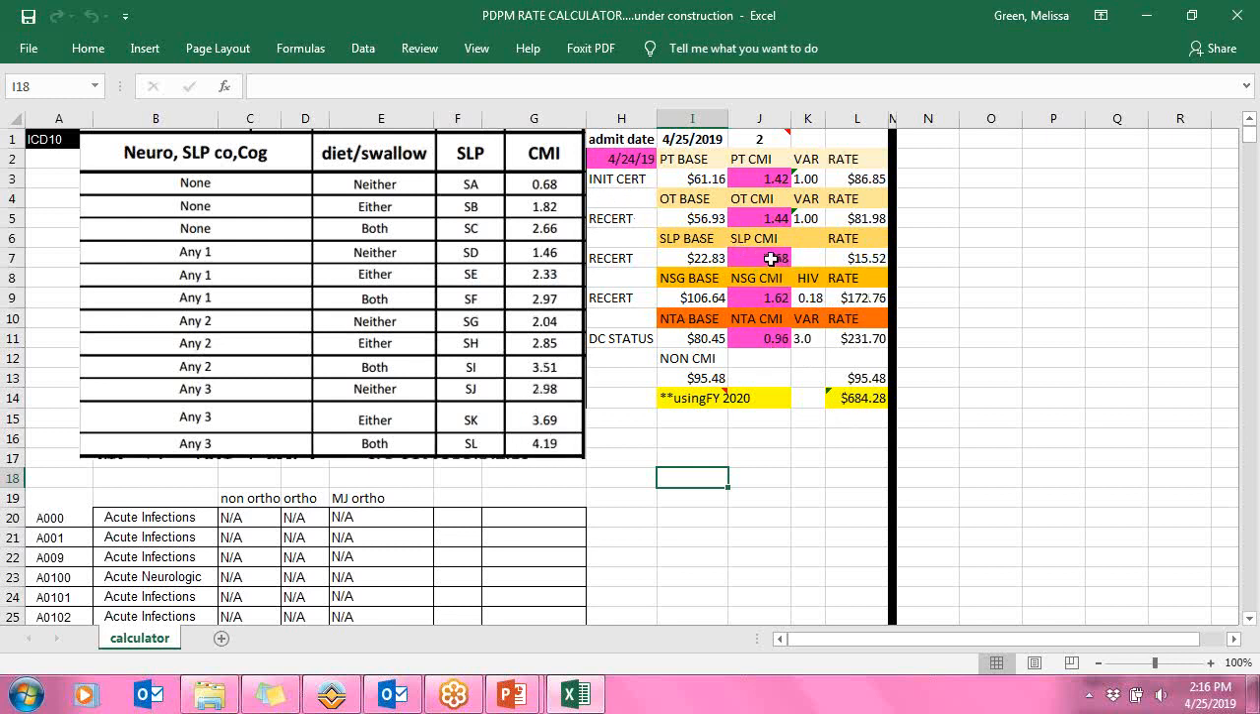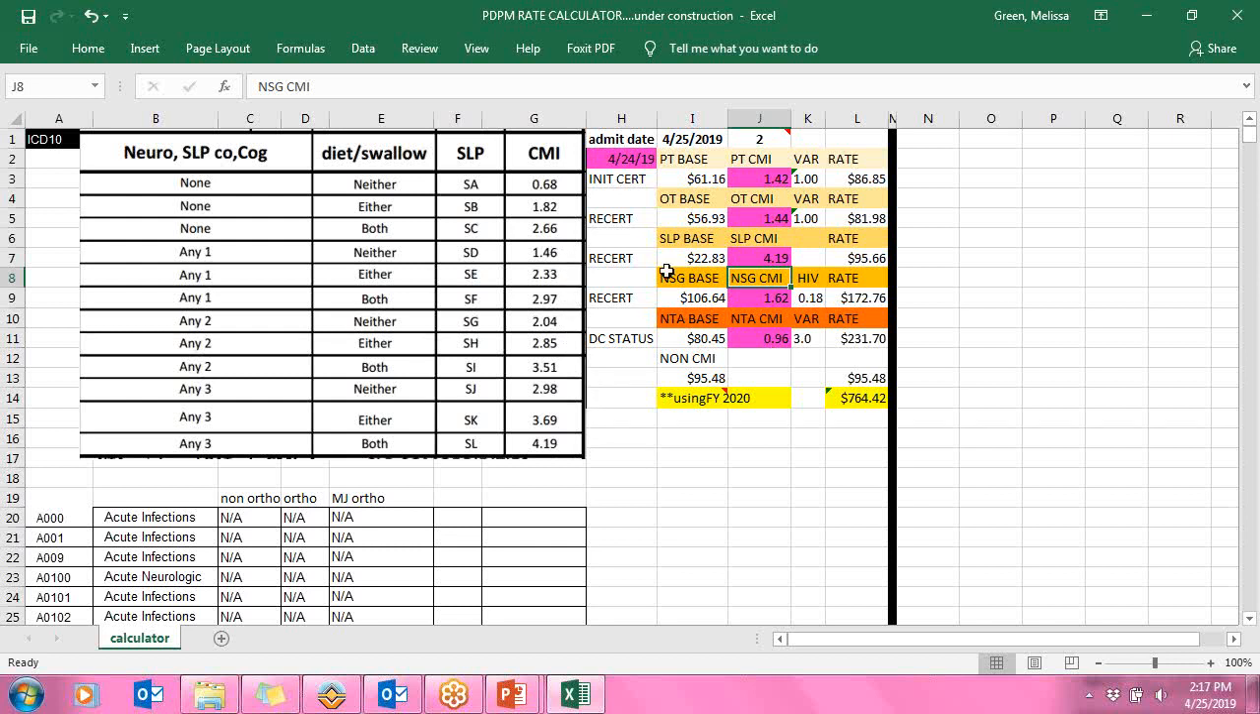If we were to put in the highest CMI of 4.19 for all 5 drivers, look at what that rate did. It went up $80 a day for this patient just by having those. Now, that's an ideal situation to have all 5 of those. The likelihood of that happening is slim to none, but not impossible for sure.